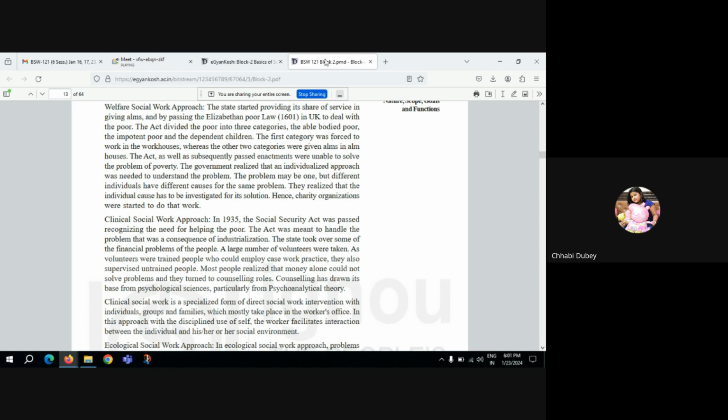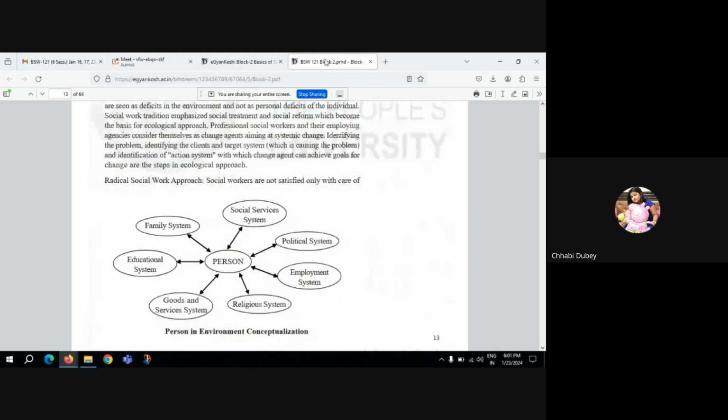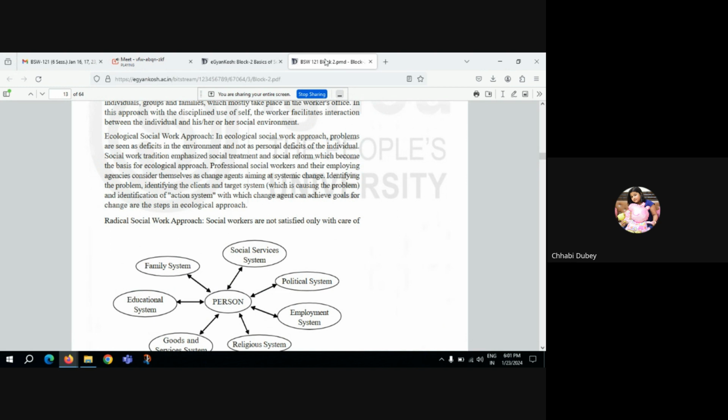Now, this specialized form of direct social work intervention with individuals, groups, and families uses disciplined use of self, and the worker facilitates interaction between the individual and his or her social environment. So we will find that this approach generally works with individuals and families as well as with groups. And here, the individual has to make a conscious use of the self, and they have to facilitate interaction between the individuals and the social environment of the individual.